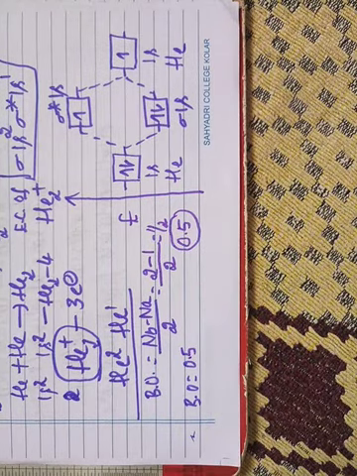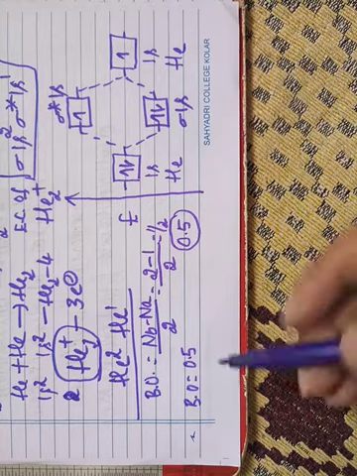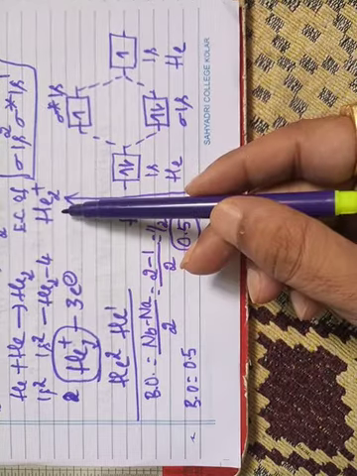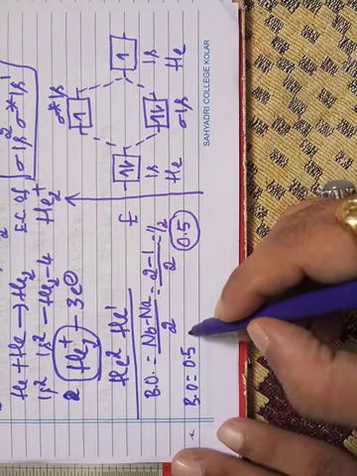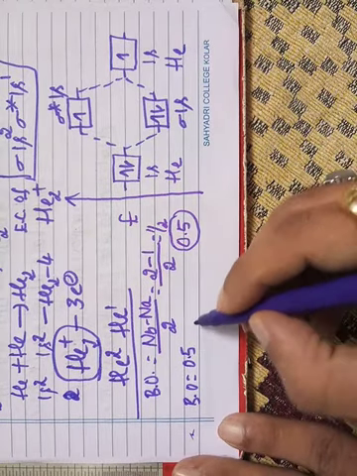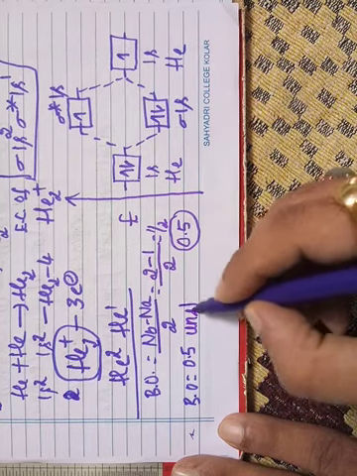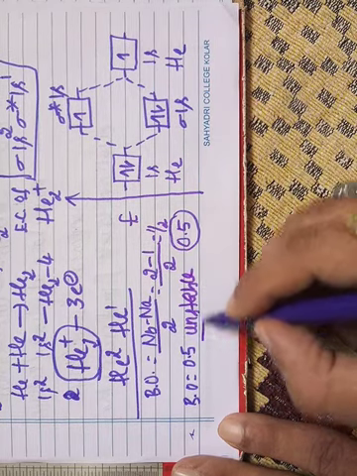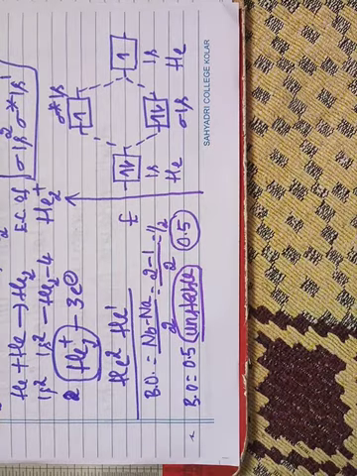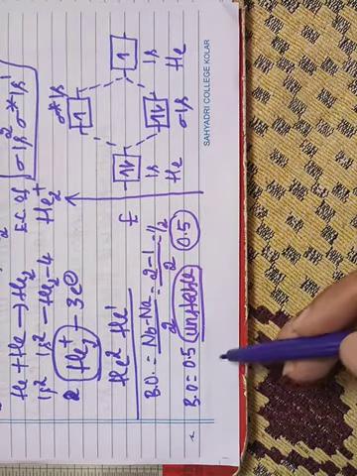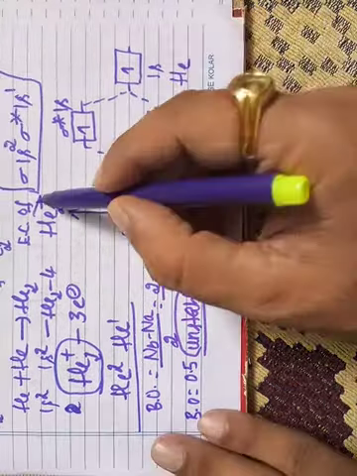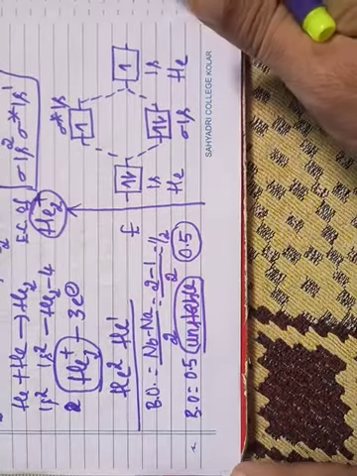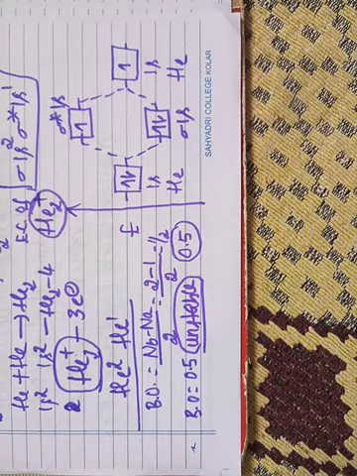Okay, so when the bond order is less than 1, as in the case of the He2 plus ion, where the bond order is less than 1, therefore this He2 plus ion is said to be unstable. This is not a stable molecule. When the bond order is less than 1, the molecule is said to be unstable.